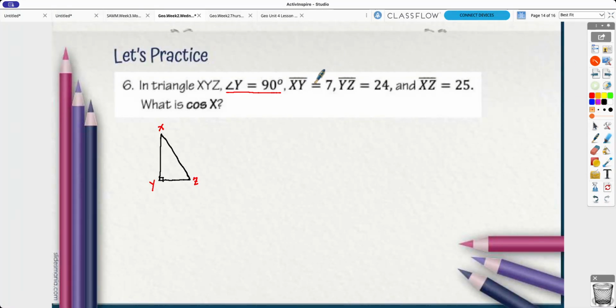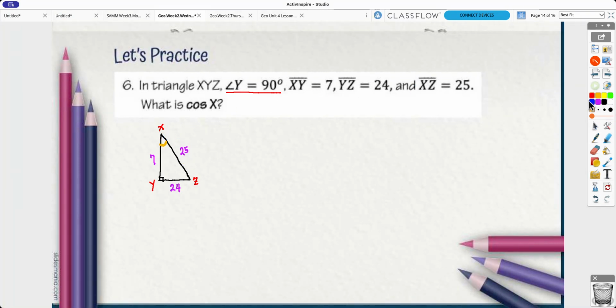Now, what do we know? We know that XY is 7. Here's our XY, it's equal to 7. YZ is equal to 24. And then XZ is equal to 25. Now we want to find cosine X. So the angle in question here is angle X, this angle.